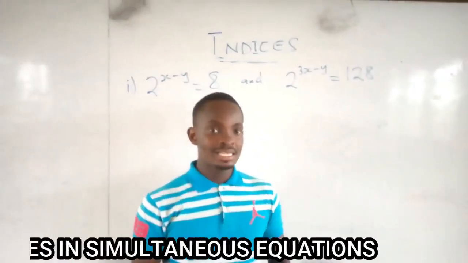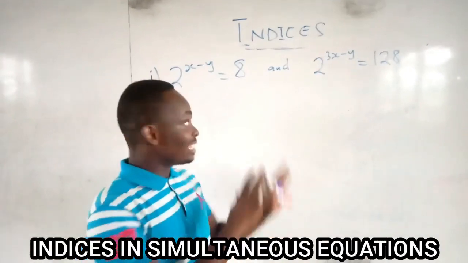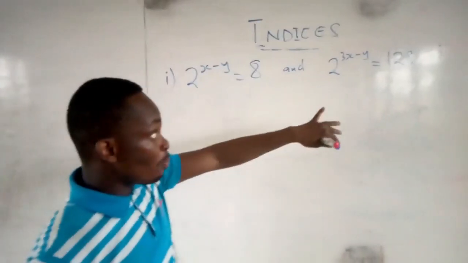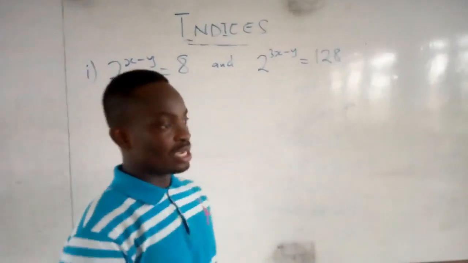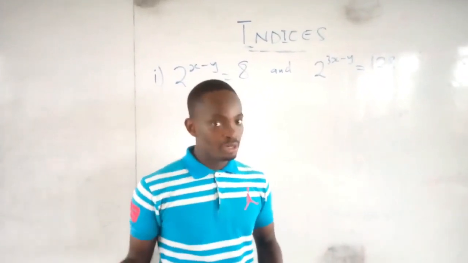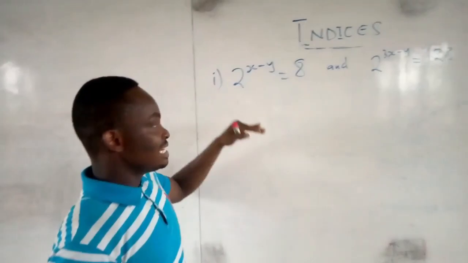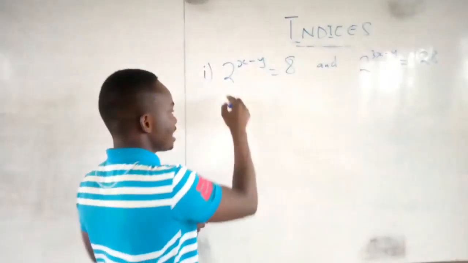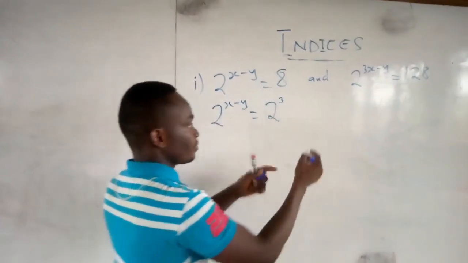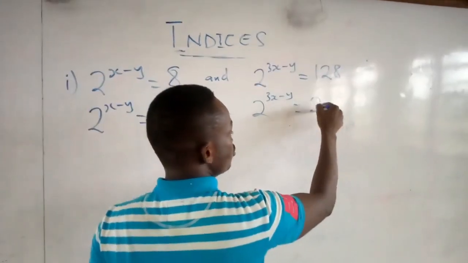Sometimes too, you can be asked to solve these indices in this form. So 2 power x minus y equals 8 and 2 power 3x minus y equals 128. So you can be asked to find the x and the y. Now this demands simultaneous equations. Okay, so let's move on. Once again, make sure that the bases are the same. So we get 2 power x minus y equals 2 power 3. Here 2 power 3x minus y becomes 2 power 7.